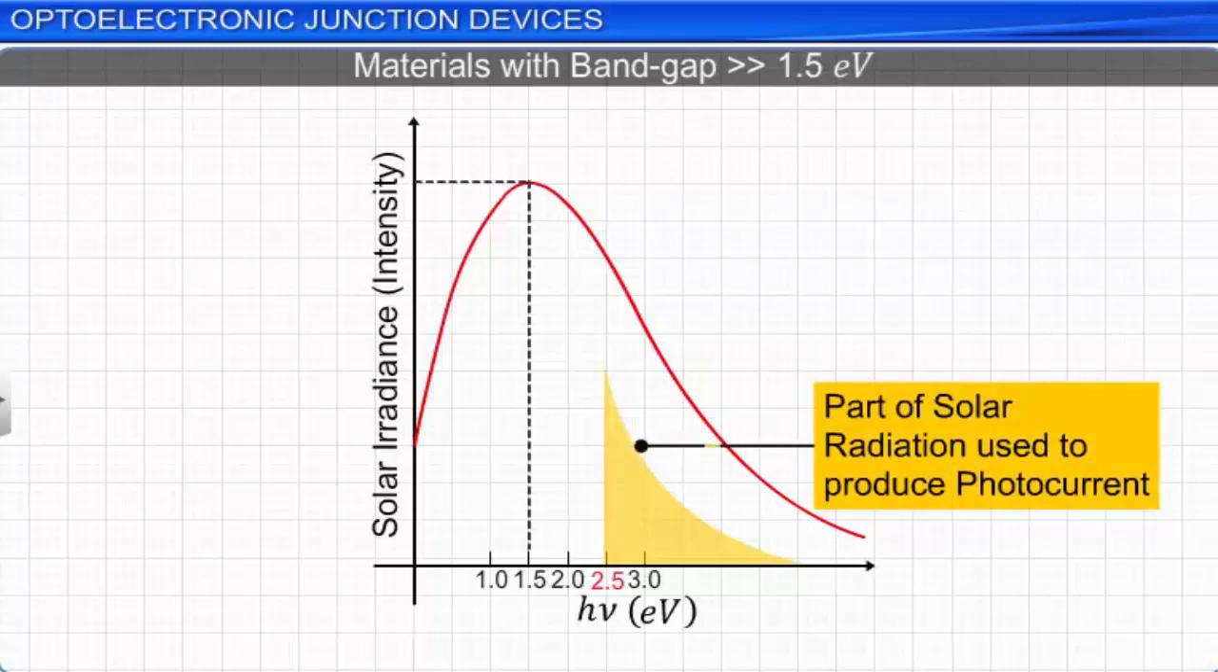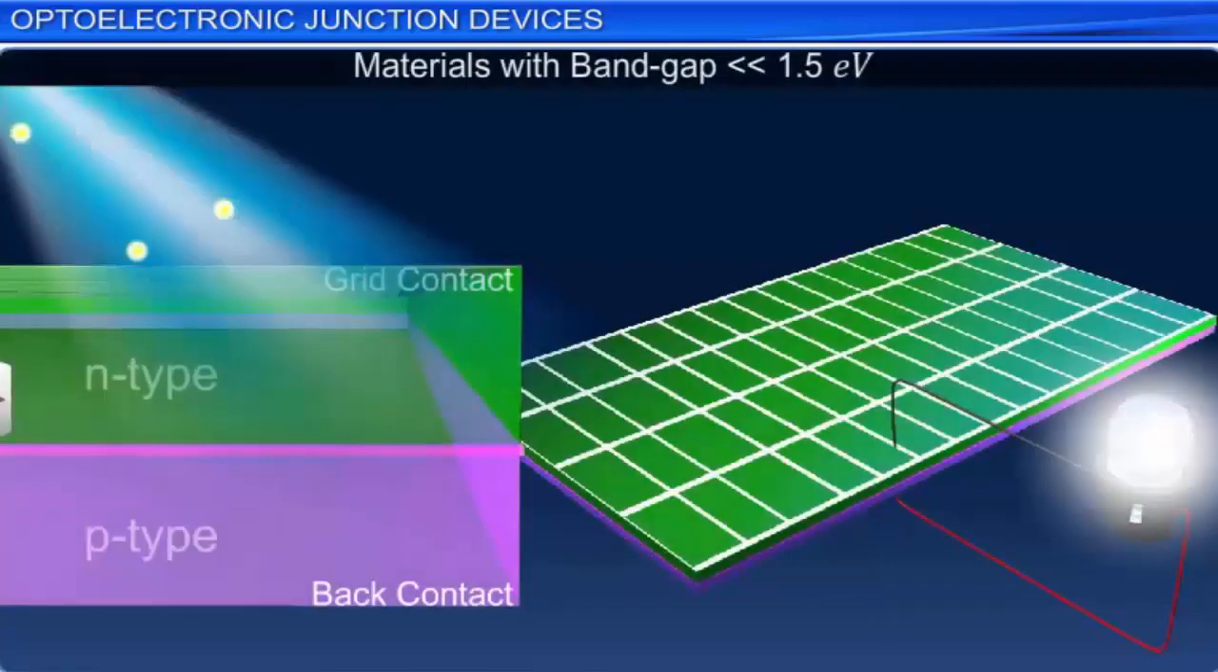In semiconductors having band gaps much lower than 1.5 electron volts, most of the incident radiation is absorbed by the top layer of the cell. Thus, very little radiation reaches the depletion region to produce electron-hole pairs that give rise to the photocurrent. Hence, such materials are also not preferred in the making of the solar cells.